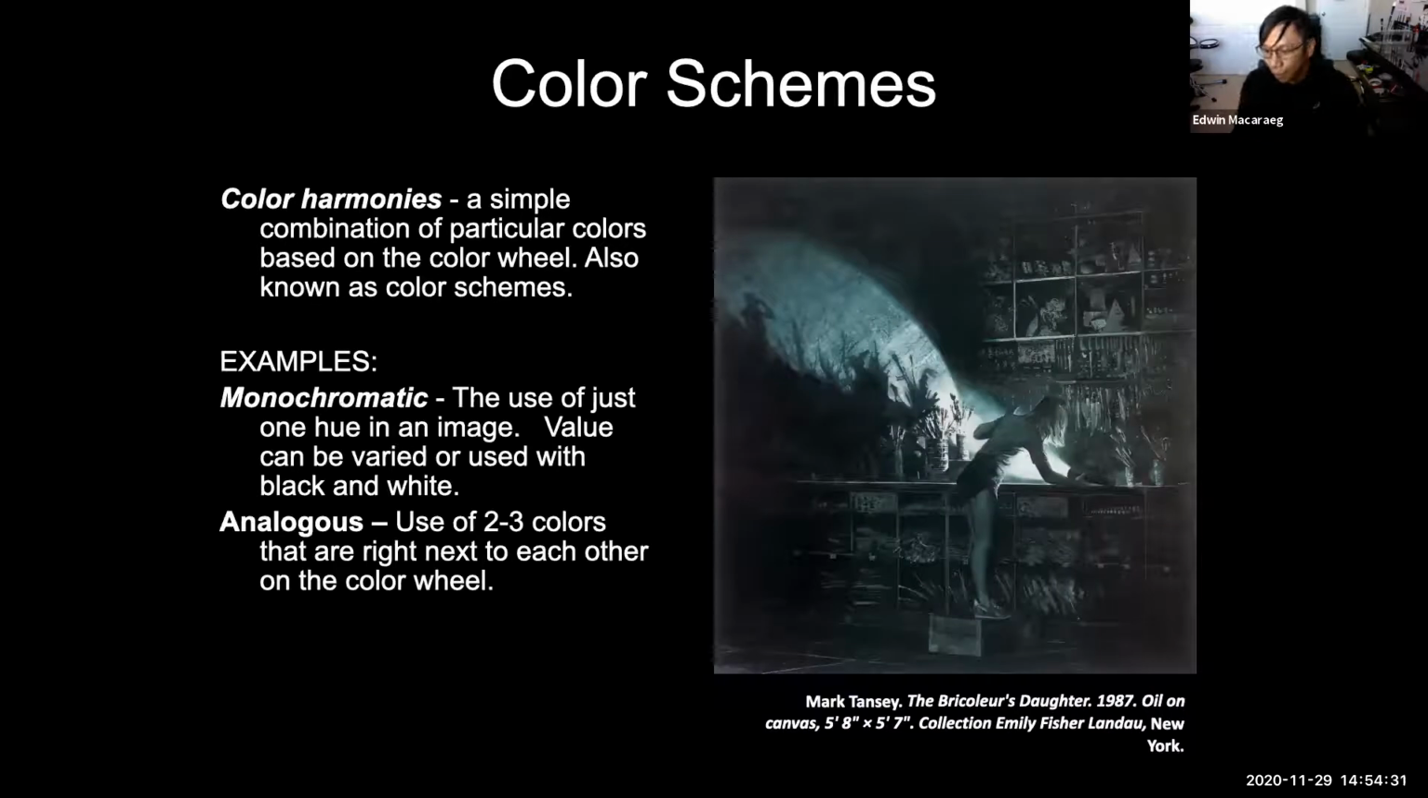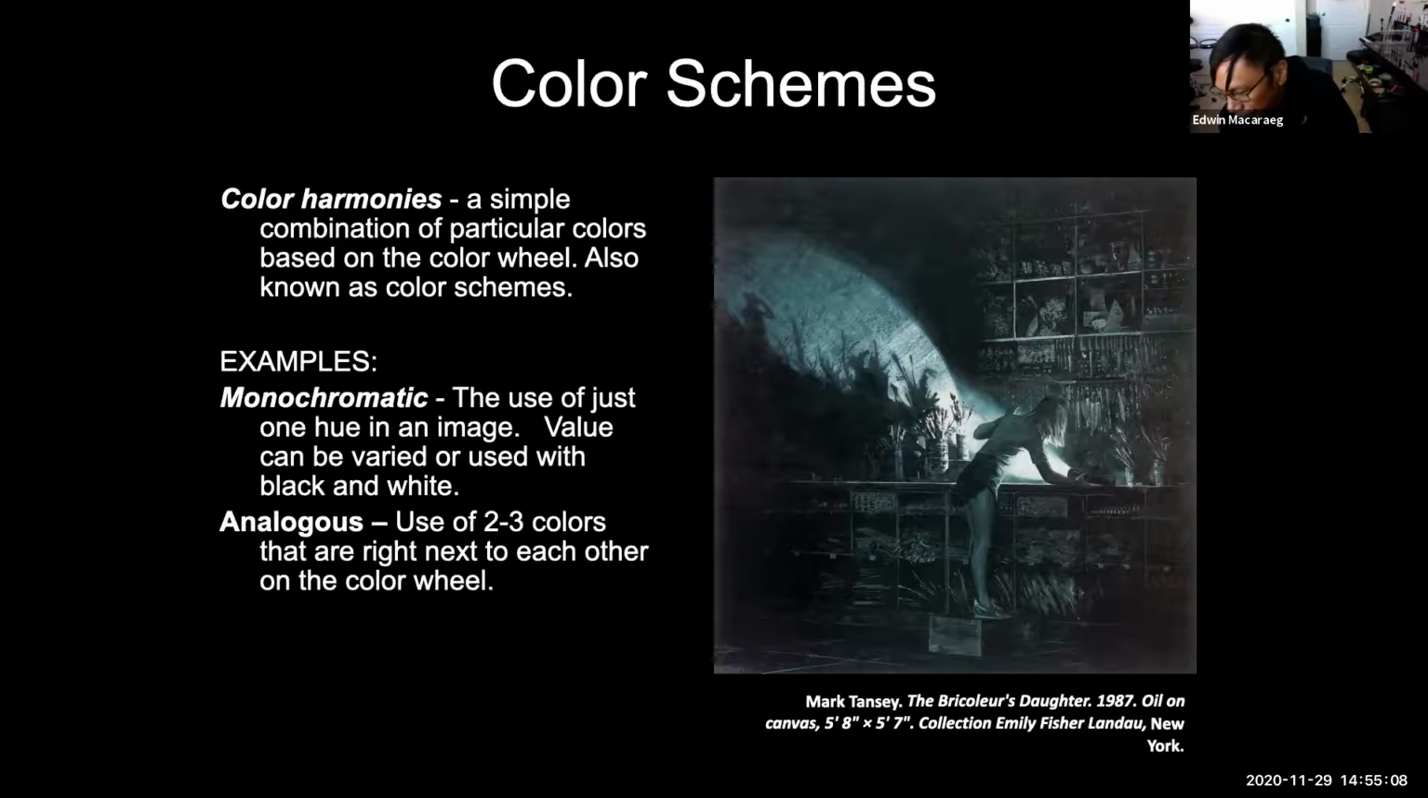Okay, so there are these color harmonies. A simple combination of particular colors based on the color wheel are also known as color schemes. Okay, so put together a couple colors of your liking, and if you feel like they match somehow, then suddenly this is a type of color harmony. Okay, an example of this would be a monochromatic, basically one hue, but variations of that particular hue. Variations of the hue in blacks and whites.